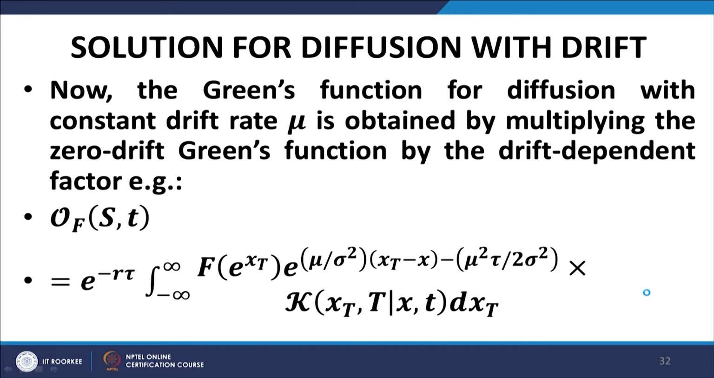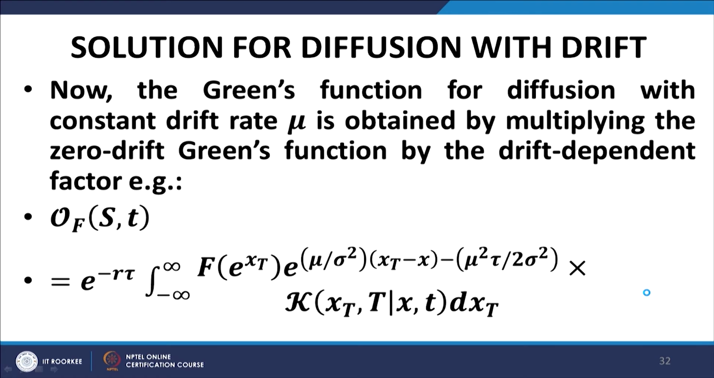But remember, our stock price follows a Brownian motion or a stochastic differential equation with drift. So, we need to incorporate the drift term also into our solution. Now, the Green function for the diffusion with constant drift rate mu is obtained by multiplying the zero drift Green function that we obtained right now, that is the transition amplitude, they are synonymous, the Green function, by the drift dependent term.